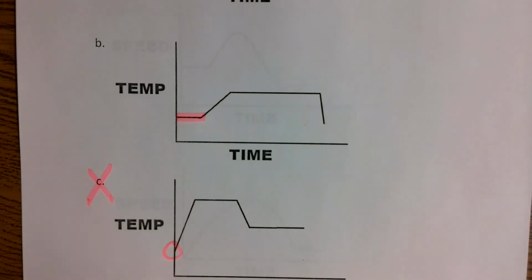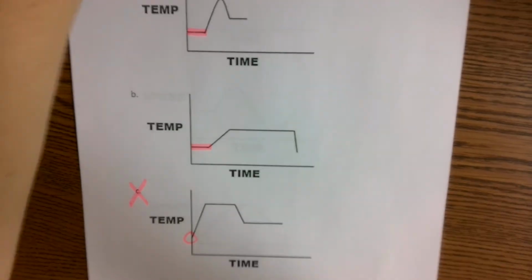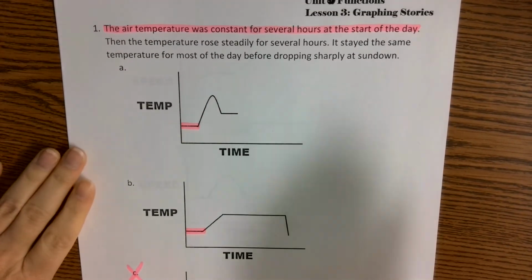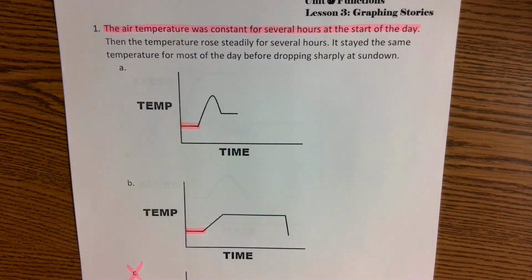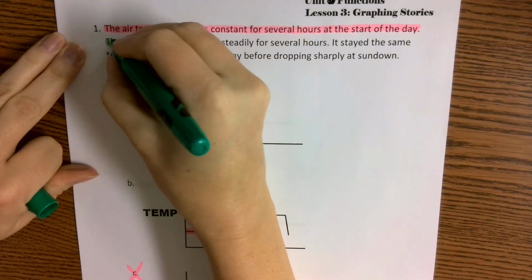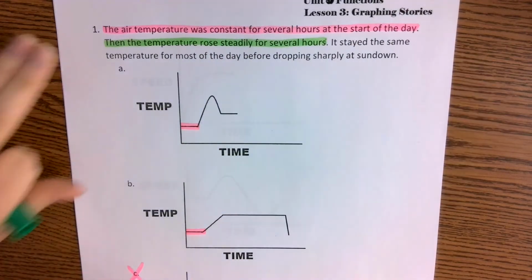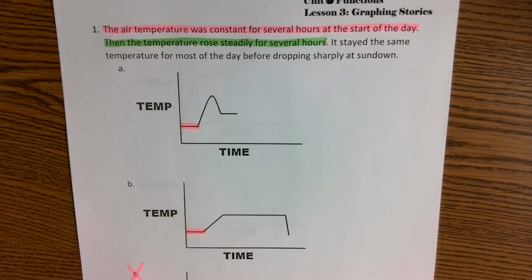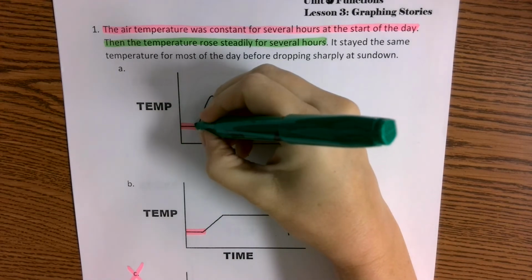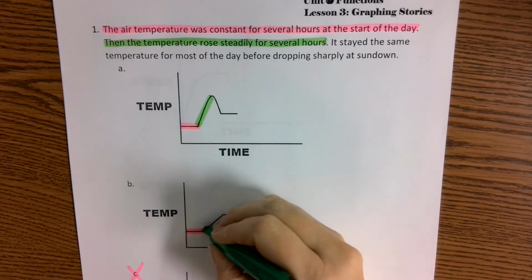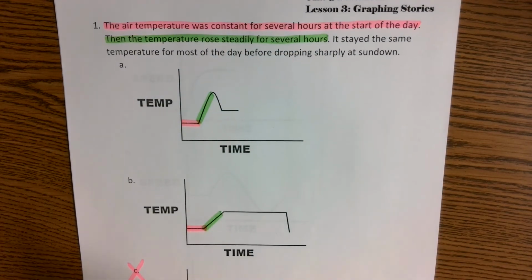Okay, the next thing that we're going to go ahead and take a look at, the second line. It says the temperature rose steadily for several hours. Rose steadily for several hours. Okay, so rose steadily. Rose is another way of saying that it increased, right? It goes up. Both graphs happen to showcase that they are having a steady increase. One may be a little bit steeper than another. That's okay. They both rose steadily.